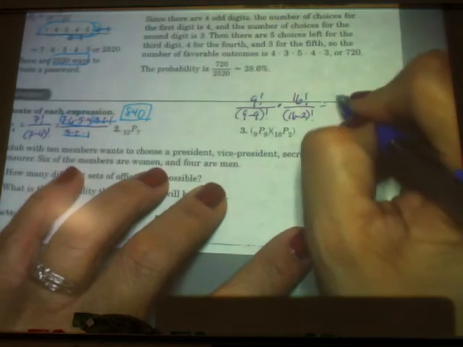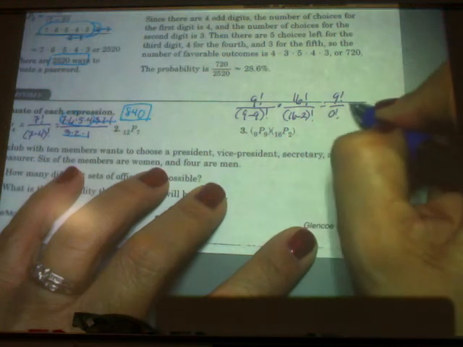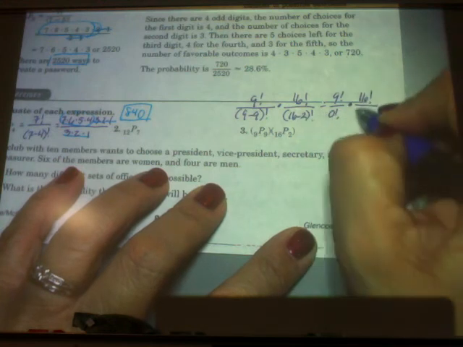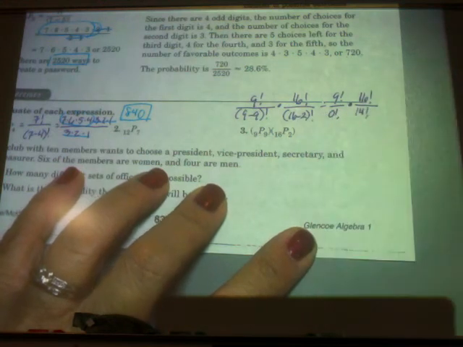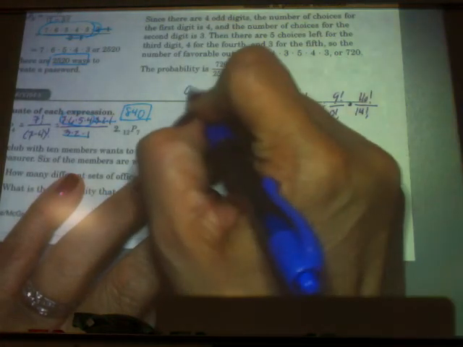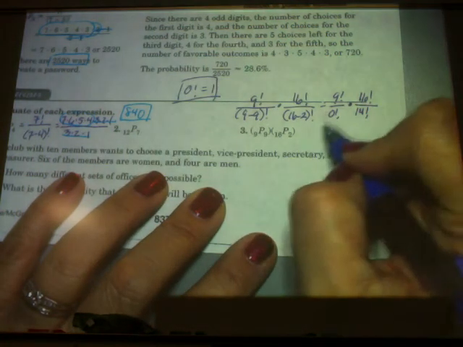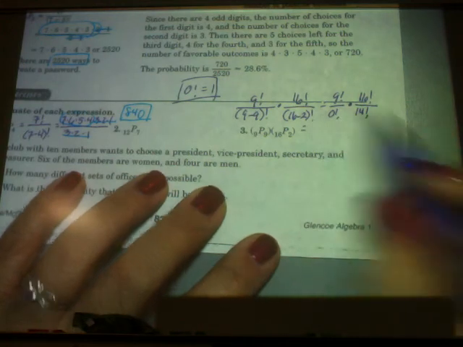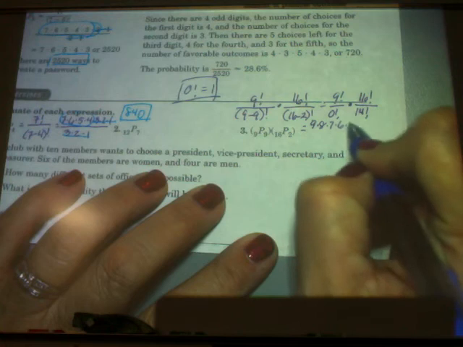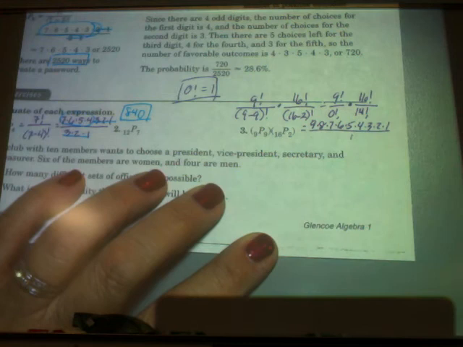So I end up with 9 factorial over, what's 9 minus 9? 0 factorial, we'll talk about that in a minute, times 16 factorial over, 16 minus 2 is 14 factorial. What's the value of 0 factorial? 1, right? Remember that 0 factorial has a value of 1, not 0. So I end up with, in my numerator, 9 times 8 times 7 times 6 times 5, 4, 3, 2, 1, all over 1, don't I? That's for the first one.